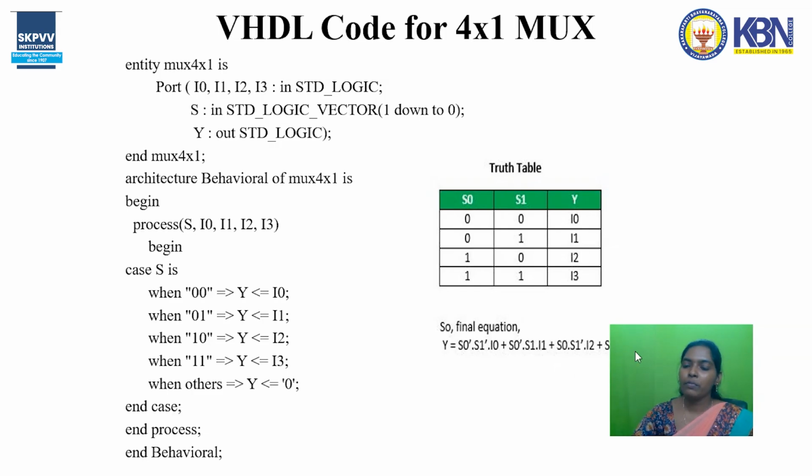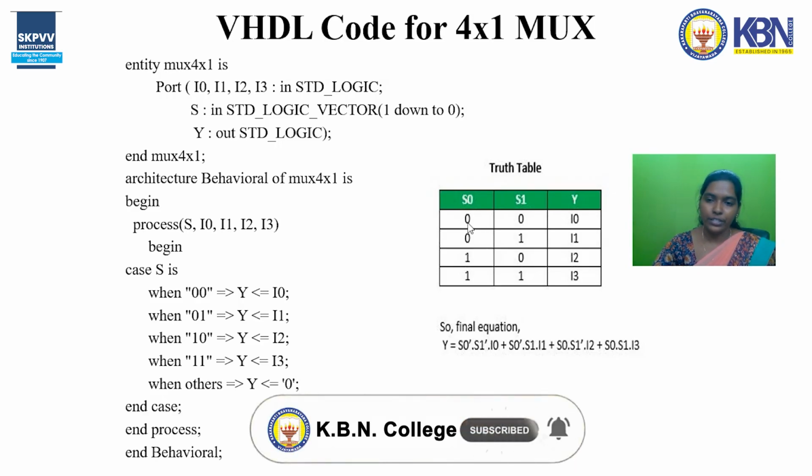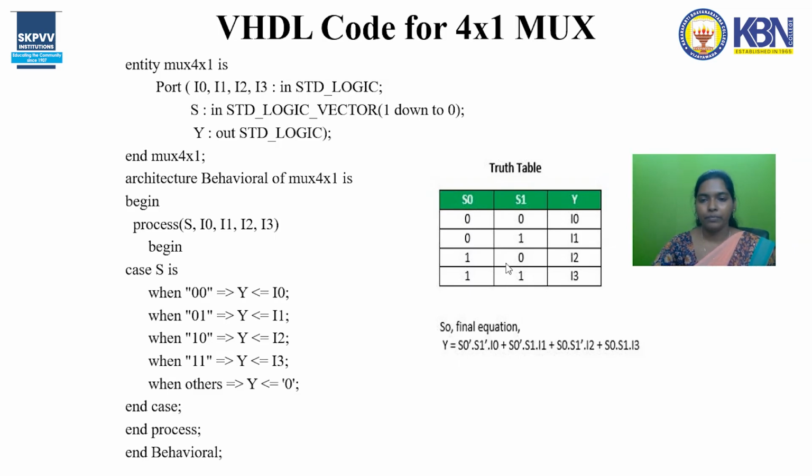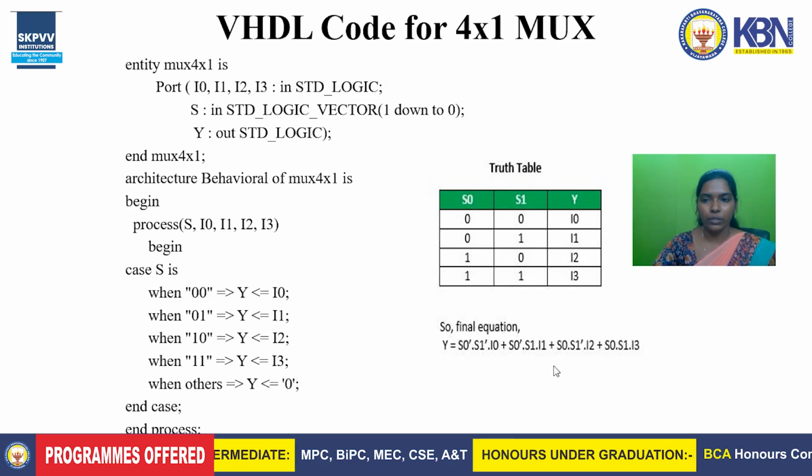So how are we getting the final equation? 0 is indicating a bar, right? So here we write S0 bar, S1 bar and I0, plus S0 bar, S1 as it is, because 1 means S1 as it is, then we get I1. Similarly, S0, S1 bar, I2, and S0, S1, I3. So through this truth table, we are getting the final equation for this 4:1 mux.